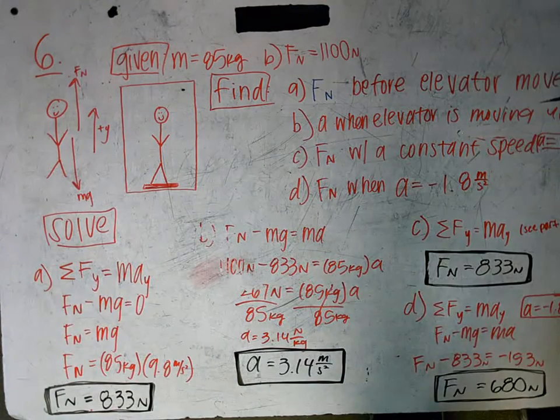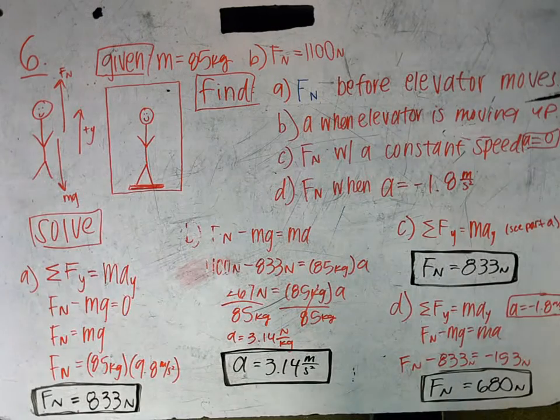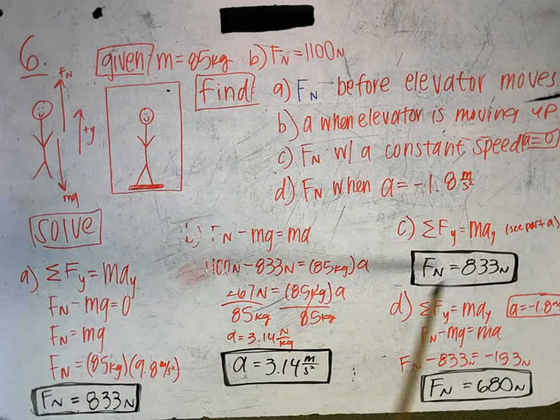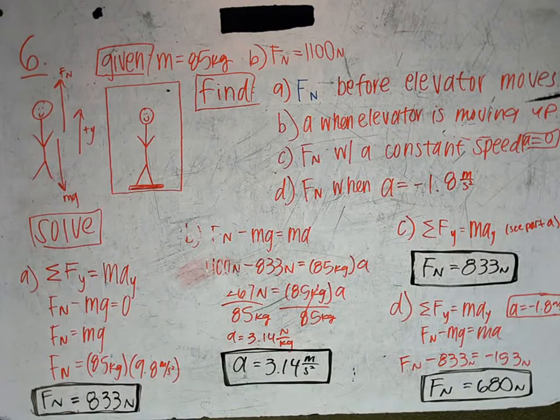And then for part C, at a constant speed, again, the acceleration is 0. So you're just going to measure your weight. And this is why you feel normal as the elevator is going up but has stopped accelerating. I mean, you feel the vibration of the elevator, but you don't feel heavier or lighter, do you?